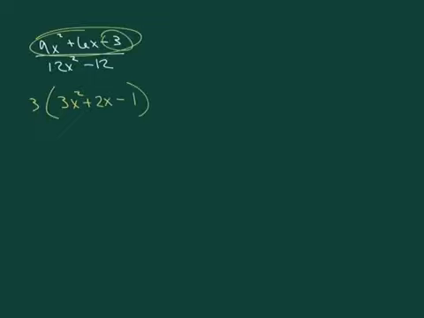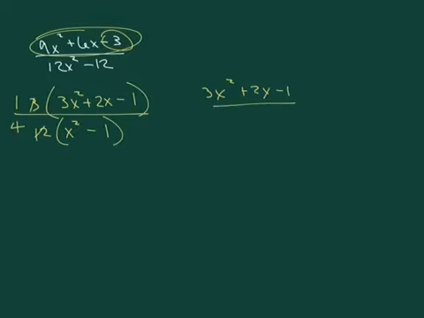Okay, don't forget the 1 there, it doesn't go away. And on the bottom we're going to factor out a 12. Okay, this cancels and turns into 1/4, right? So now we have 3x squared plus 2x minus 1 over 4 times x squared minus 1. That looks a little bit simpler, but not a whole ton. All right, so what are we going to do with that? We're going to see if we can factor that into two binomials.